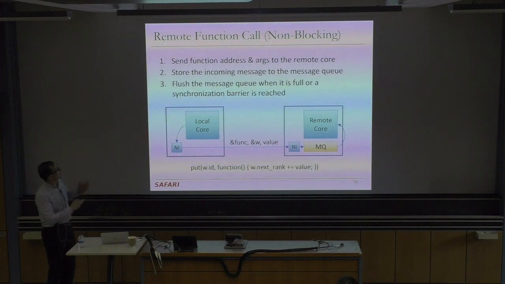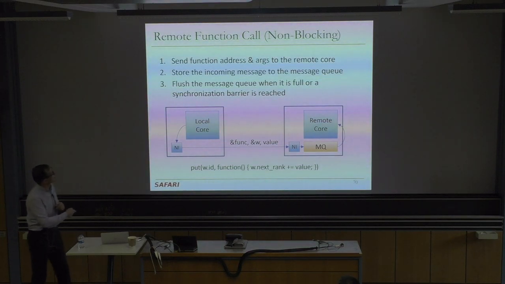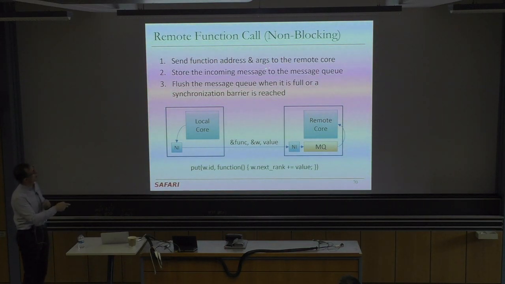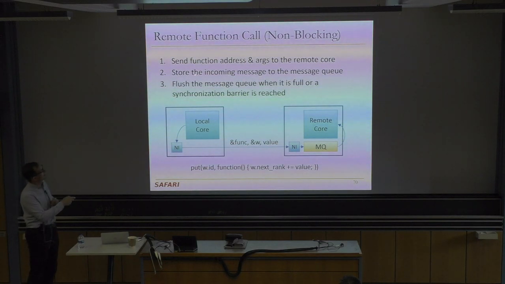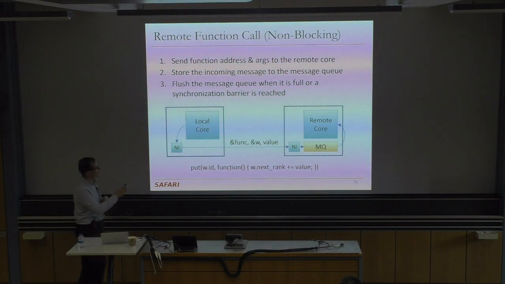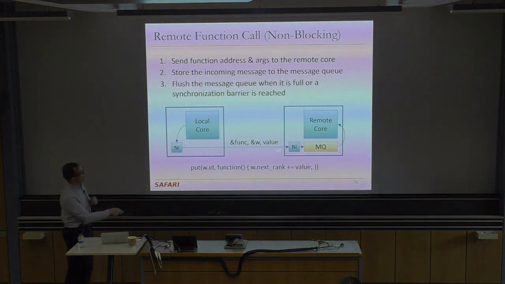Okay, there's also some other types of calls, but basically this is, you send the function address and the arguments to the remote core, and the remote core stores the incoming message in the message queue, and basically, there's some protocol. This doesn't do justice to it, but you can read the paper for more detail. You can see what's sent over here. That's the function pointer. That's the address of the W that's being operated on and the value that you want to add. That's the argument. Basically, value is the argument.